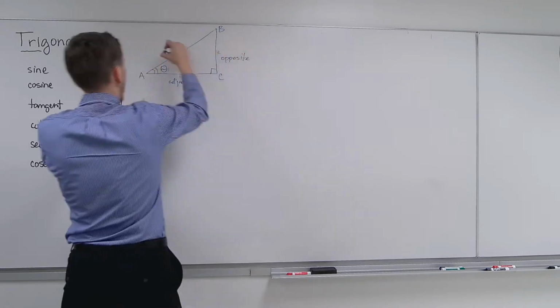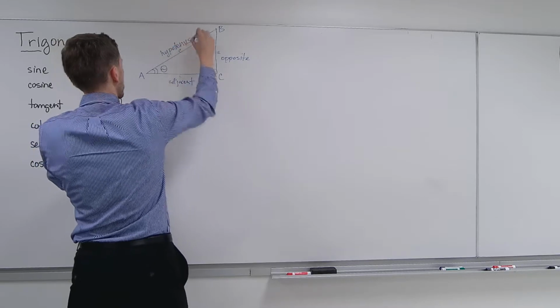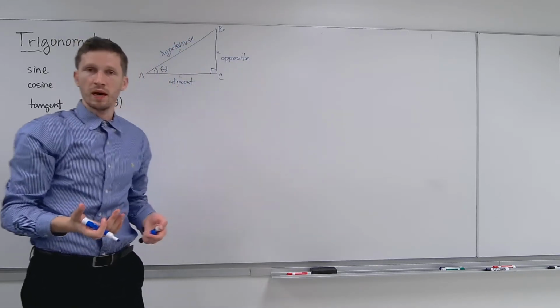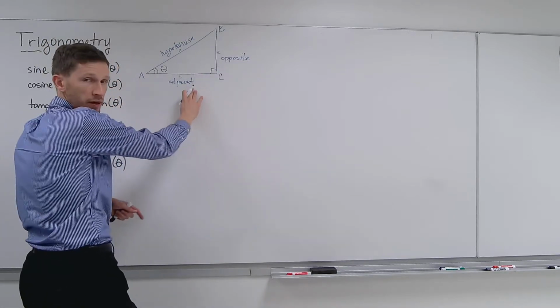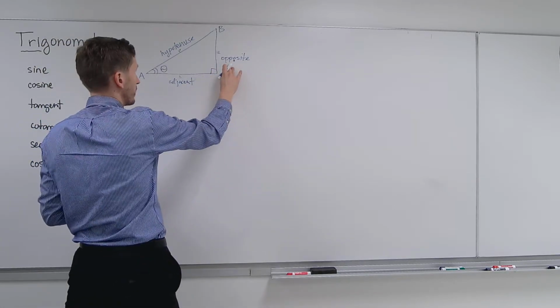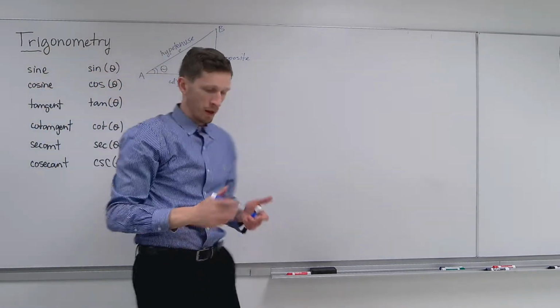And this is going to be the hypotenuse. As you remember, the hypotenuse is the longest side of a right triangle. And we've shown that this adjacent side squared, plus the opposite side squared, is equal to the hypotenuse squared. And that's the Pythagorean theorem.